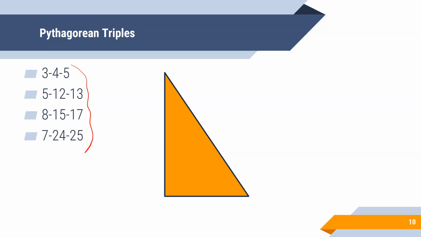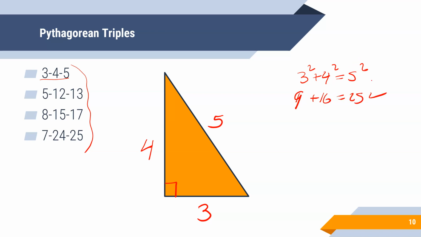These are values which work in the Pythagorean theorem. So like 3, 4, 5 means this side is 3, this side is 4, this side must be 5 because 3 squared plus 4 squared equals 5 squared, right? 9 plus 16 is 25. Now 3, 4, 5 works. Well, so would 30, 40, and 50. Or if we said 6, 8, 10. These triples make life a lot faster.